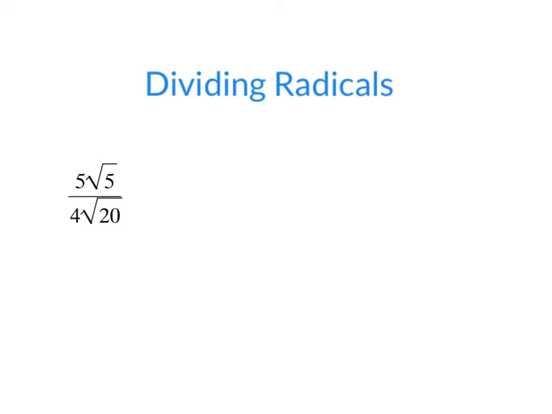Hey everyone, so I'm going to do a video on dividing radicals. So the first thing you want to do with radicals is try to divide the outside numbers, the coefficients. 5 does not divide by 4, so we're going to keep it as 5 over 4 in this case. So my first thing I'm going to write is 5 over 4.